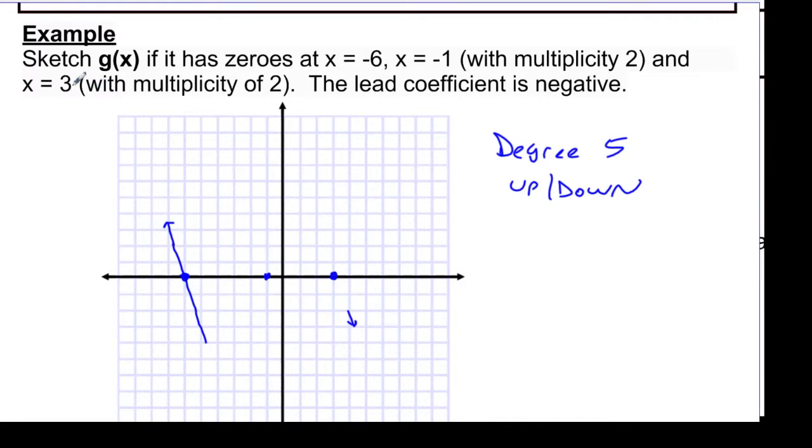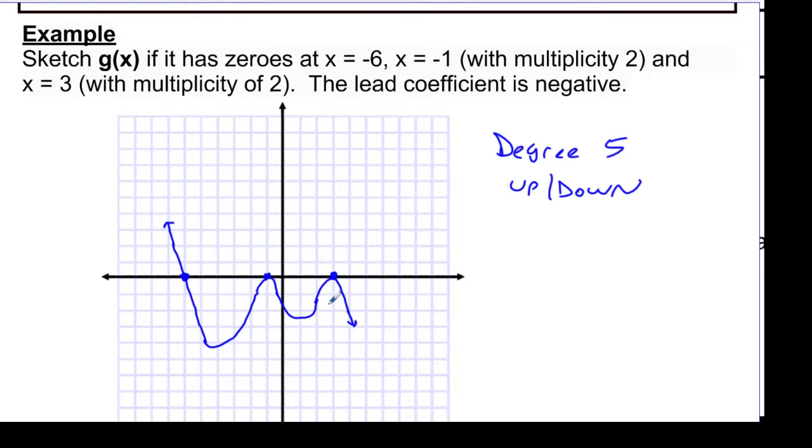At both -1 and 3, it needs to act like a parabola, which means when it hits those points, it's going to bend like a U-shape. Same thing here. It's got to bend like a U-shape. And if this one's heading down, I know it's got to be under the x-axis like that. So I just need to connect these together. I know there's going to be a turn to head back up towards this parabola, and I'm going to have to turn again to head back up towards the other parabola. So it's going to look something like that.